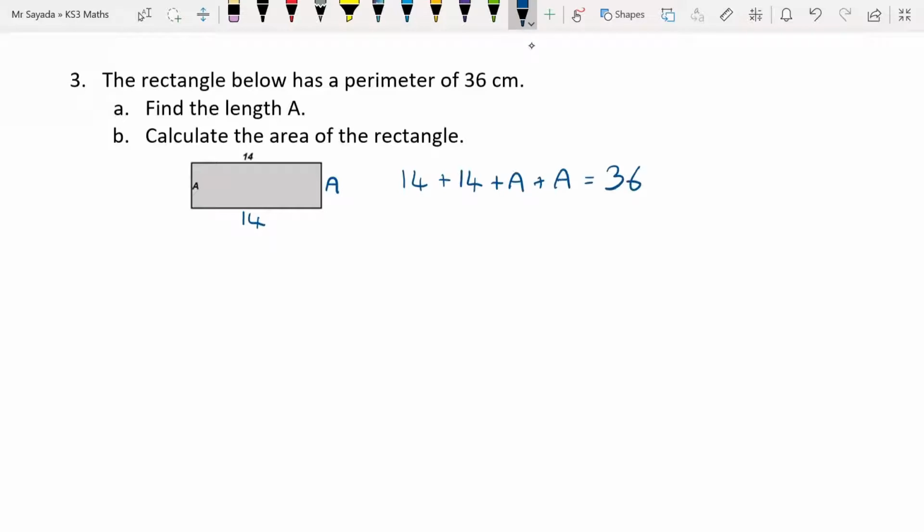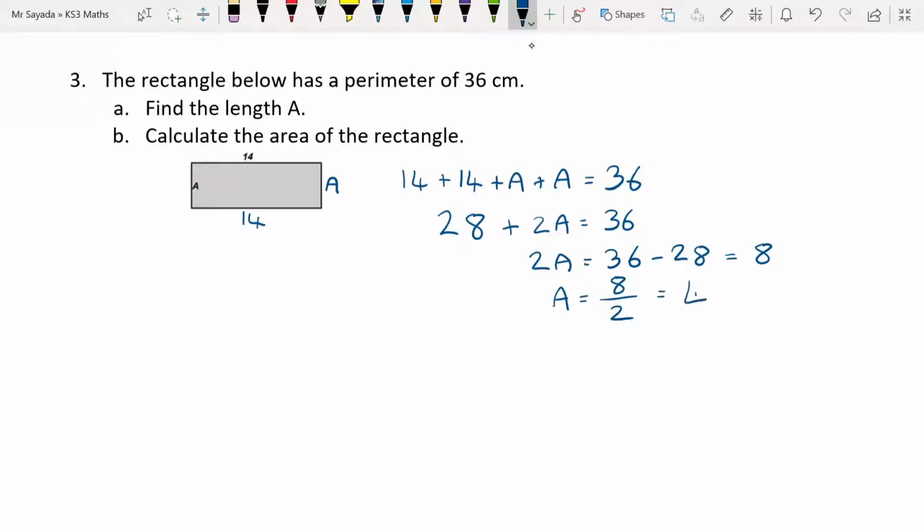So we have 14 plus 14, which is what? Say your answer to the video. You should have said 28. We've got 28 plus these 2 sides, which both have length A, equals 36, which means those 2 sides together must equal 36 minus 28. What's 36 minus 28? Say your answer to the video now. You should have said 8. Therefore, A is half of 8, which is 4 centimeters.